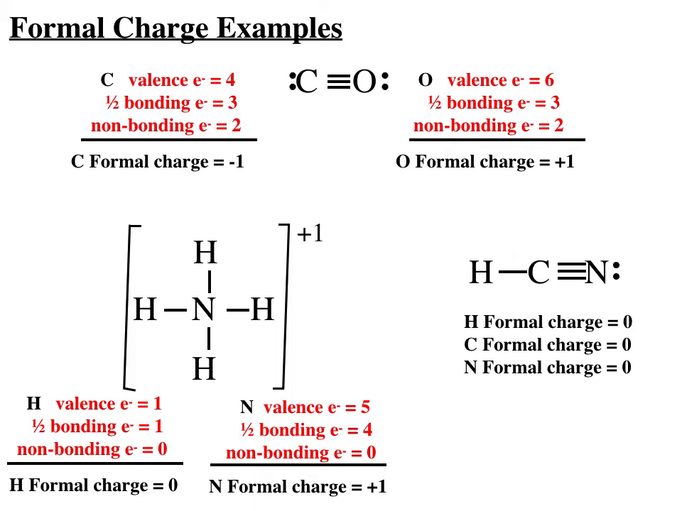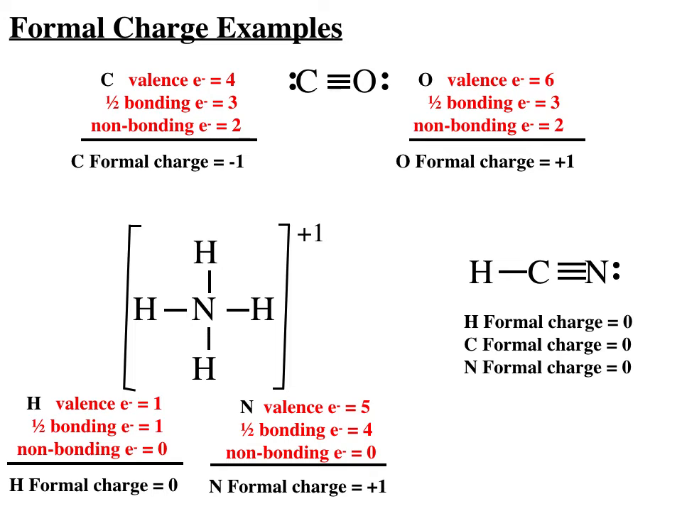Start with the total number of valence electrons it begins with, which is 4. Then subtract half of the bonding electrons. There's a total of 6 bonding electrons on carbon, so half of those that it gets to think are its is 3. So we'll take 4 minus 3, and then subtract all non-bonding electrons. There's a single lone pair on C, so I'll subtract 2. So I get 4 minus 3 minus 2. The formal charge on the carbon in carbon monoxide is -1.